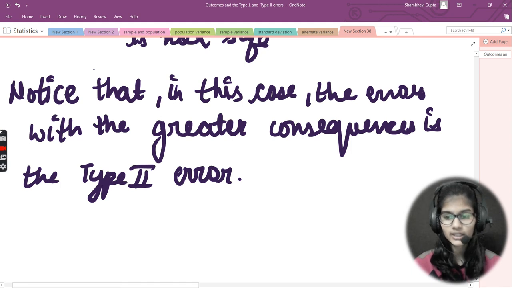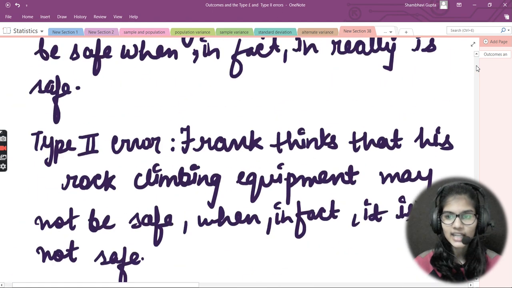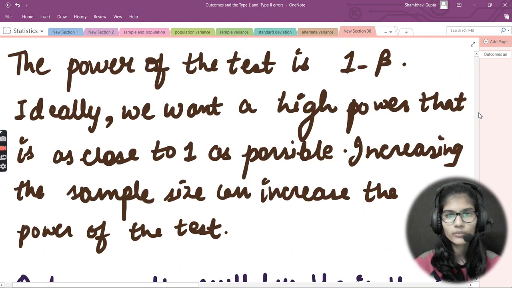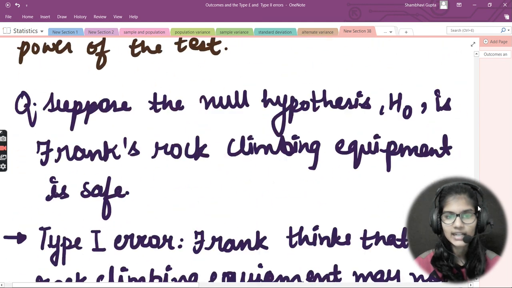I hope you have got a clear and fair idea of how we will be solving questions for type 1 and type 2 error, and we have even seen some more real things regarding alpha and beta.